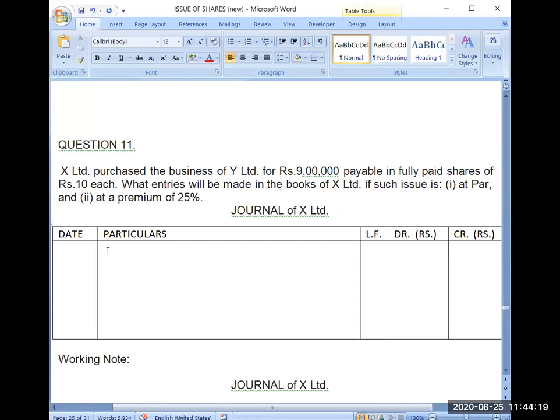Because here it is not mentioned what amount of assets you are purchasing and what amount of liabilities you are purchasing, I will be assuming that we are purchasing the assets, or you can say net assets. Various assets will be there, but we don't know the names. Sundry assets account, debit. 9 lakh is the value of the assets which you are purchasing.